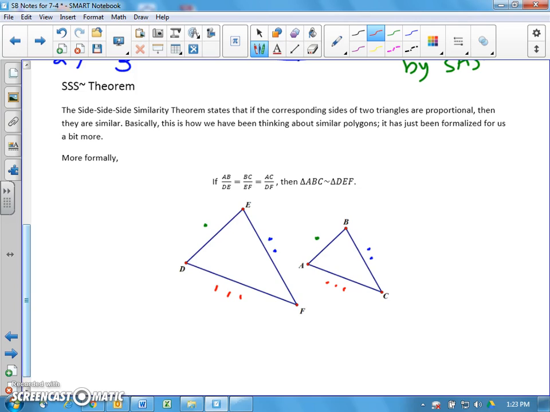And you do have to check all three ratios to make sure that they are the same, because it's possible for two of them to match and the third to be different.